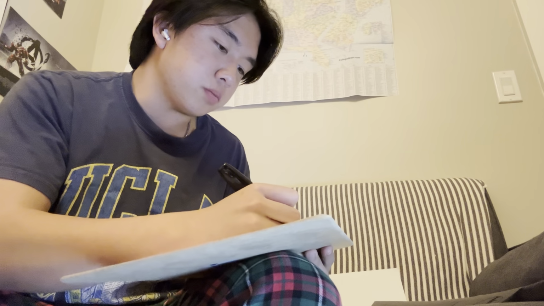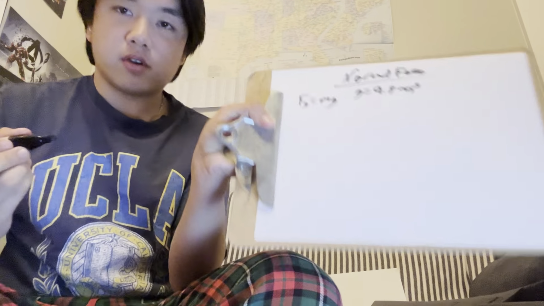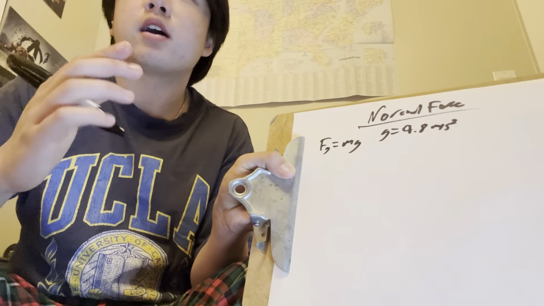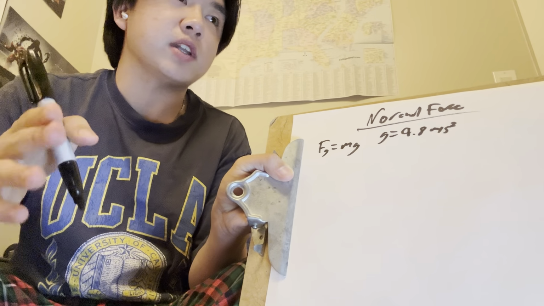And because of this, we can say that the force of gravity is equal to your mass times the acceleration of gravity, where the acceleration of gravity is about 9.8 meters per second squared. So if it has to be opposite and equal, then we know that the normal force is also equal to the force of gravity, which is mg. So that's the normal force that is acting on this car.